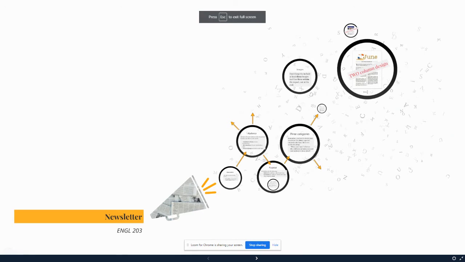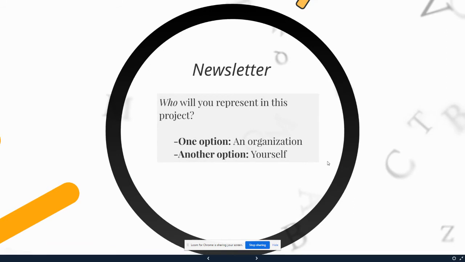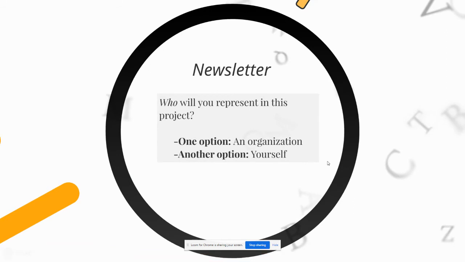Okay, so let's talk about the newsletter in a little more detail. So when you're working on the project, make sure that you have this presentation in front of you just to clarify. So first you want to think what your purpose is. Your purpose, you ask yourself, who will you represent in this project? One option that students have with this is to represent an organization, again, any type of organization or business. Another option is yourself. You don't have to represent a specific company, a specific organization if you don't want to. You can be yourself, a freelancer, writing newsletters in this topic if you'd like.